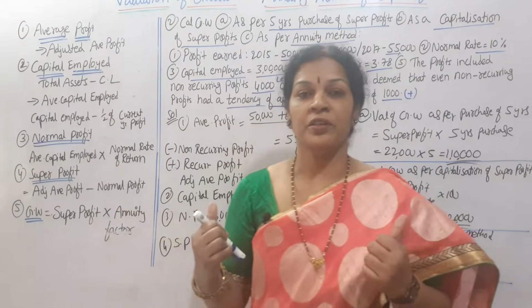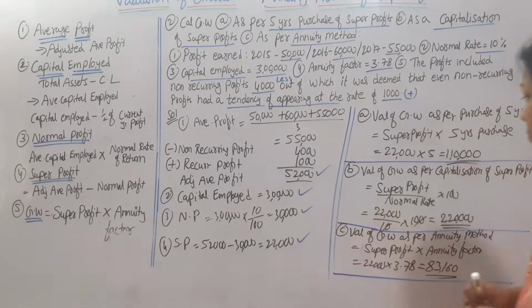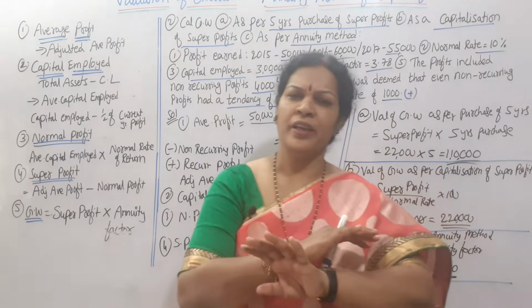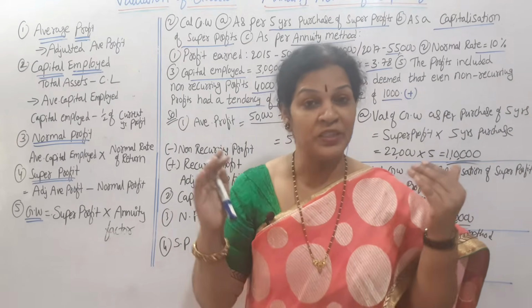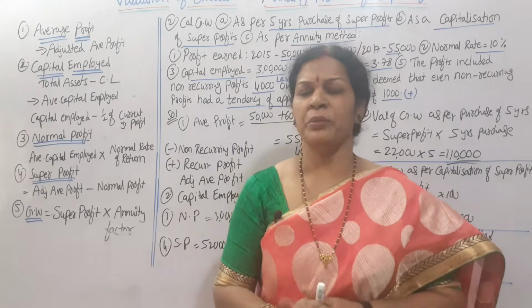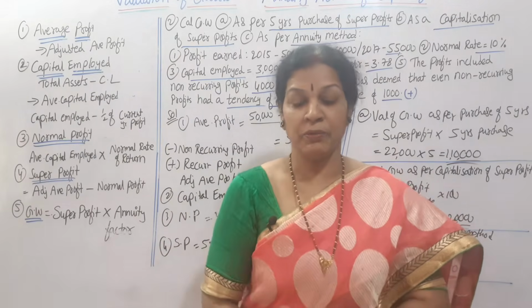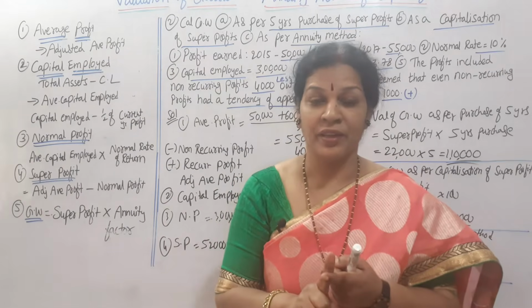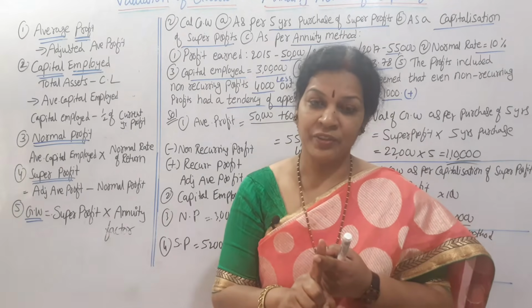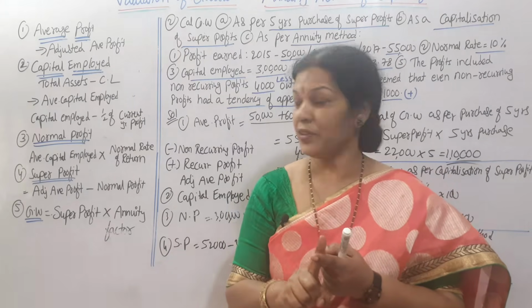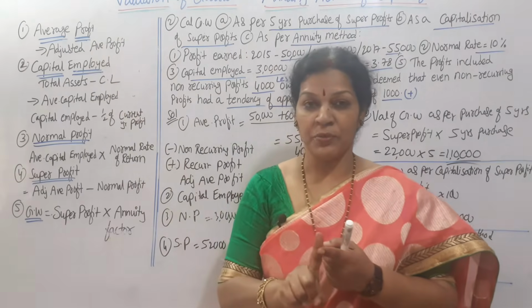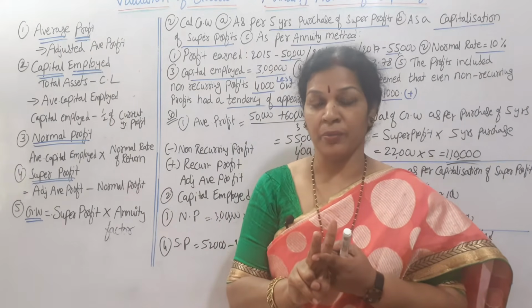First take a screenshot or pause the video and note down. If you can work out this problem, any problem related to the valuation of goodwill you can work out. So please make sure you remember the formulas and this procedure. Step number one, average profit, and if any adjustments are there, adjusted average profit. Second, step number 2, capital employed.